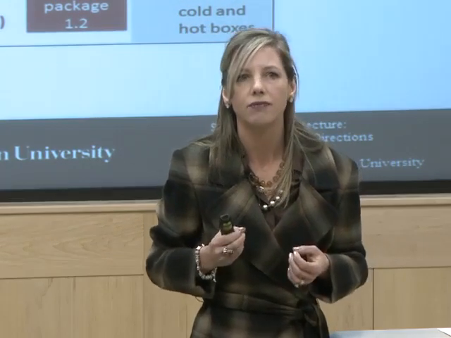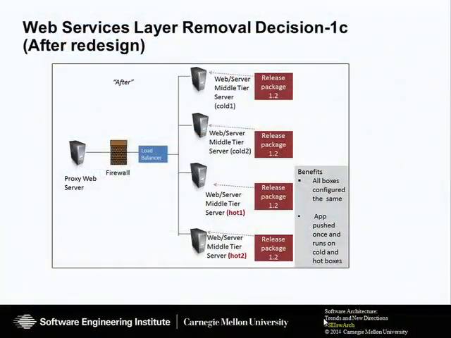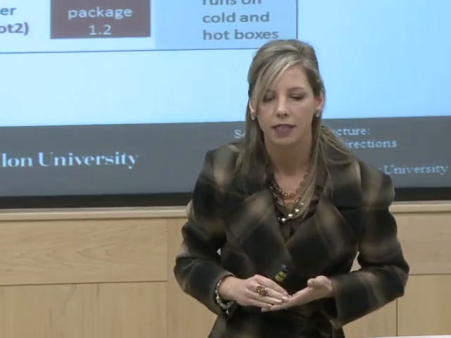Because we've got a lot of different configurations running on a lot of different boxes, what they did here is they said, okay, if we collapse that layer, then we can have all the boxes configured the same. We get rid of the web services hosting box. We eliminate two. Then the rest of the release packages can be the same, can be pushed once, can be configured the same, can be done in an automated way, and they can all run on the hot and the cold boxes all the same. So it simplified their deployment strategy quite a bit to be able to do it that way.